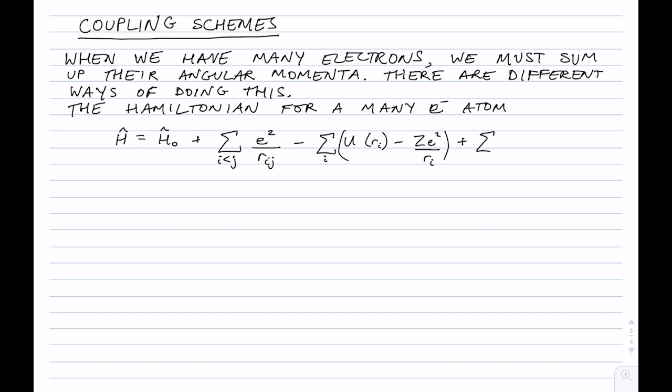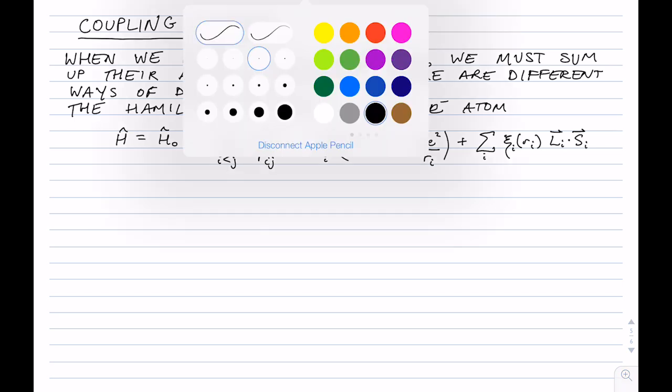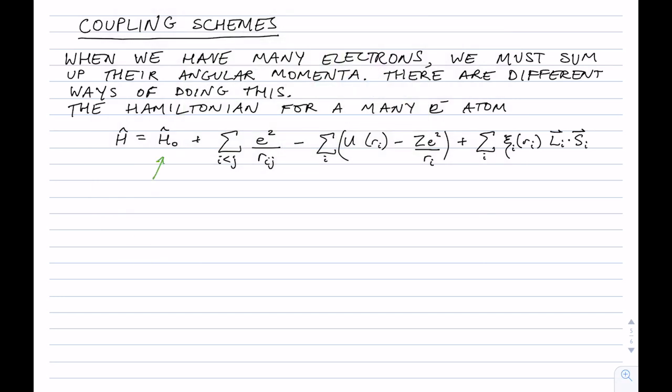And then for each electron, I should also have some potential and L_i dot S_i. Right. So, colors. Green. Beautiful. This one here, that's the central field Hamiltonian. This stuff here, all of this, let me just call that H1, even though I used H1 just a minute ago for a completely different context. But anyway, we'll call it the residual.